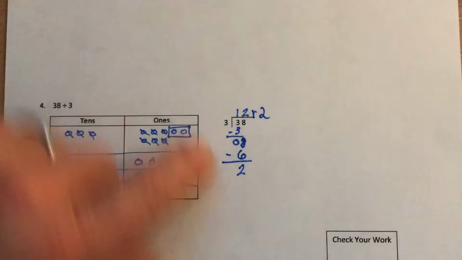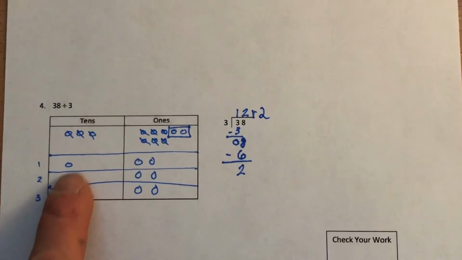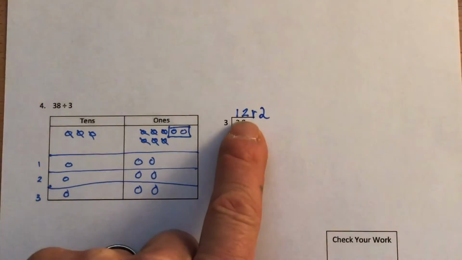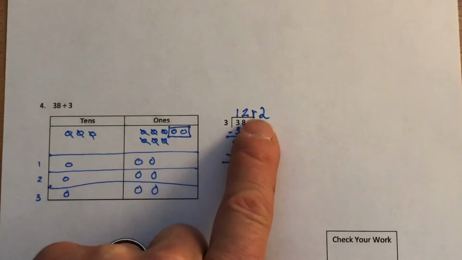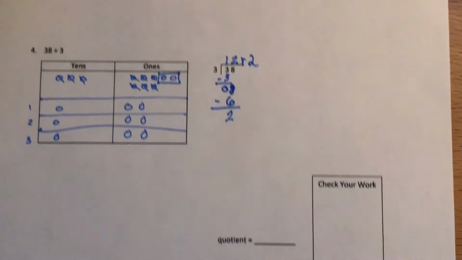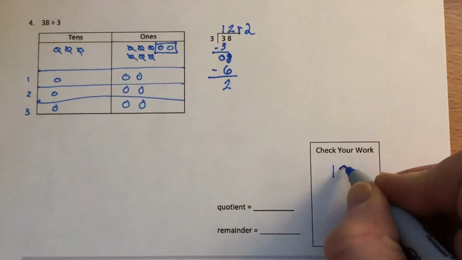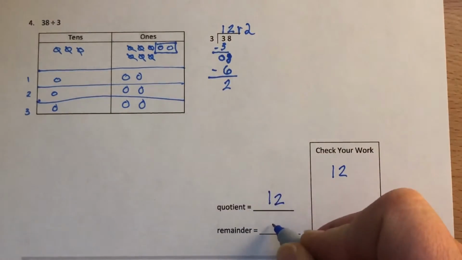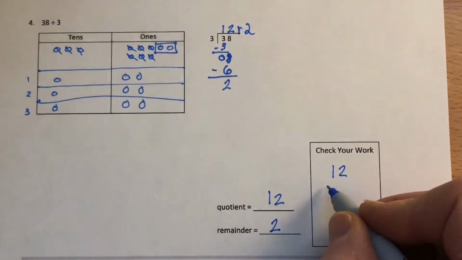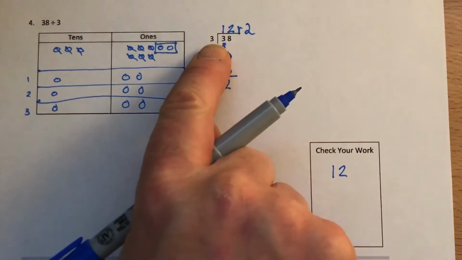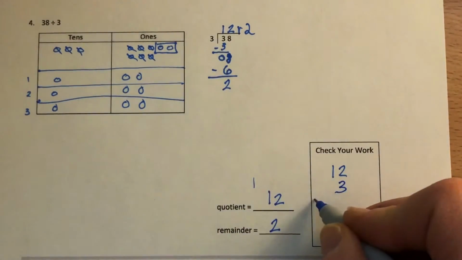So now, see what I got here is just the 12. See, each group has a 10 and 2 ones. That's what that is, with the remainder of 2 in the ones place. So I'm going to check my work. I'm going to start off with my answer, my quotient, which is 12, and my remainder is 2. And I multiply that by 3, which is my divisor out here. See what I get.